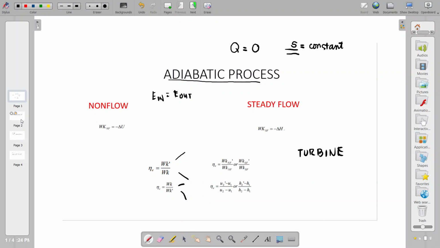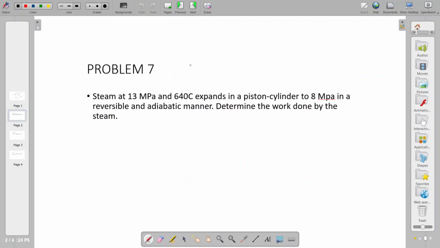Let's apply that in problem number 7. Sabi dito, steam at 13 MPa and 640 degrees Celsius expands in a piston cylinder to 8 MPa in a reversible and adiabatic manner. Determine the work done by the steam. So, determine the work done. Okay? Sabi niya, expands.